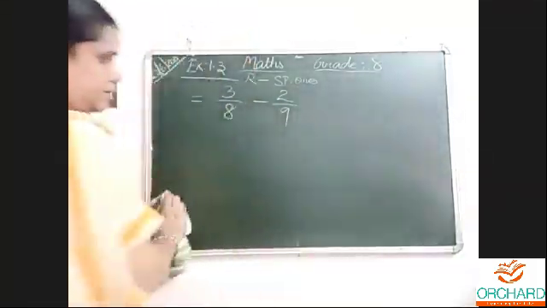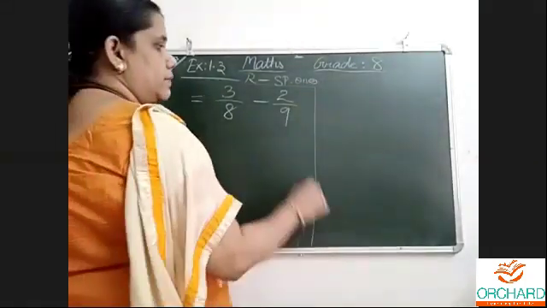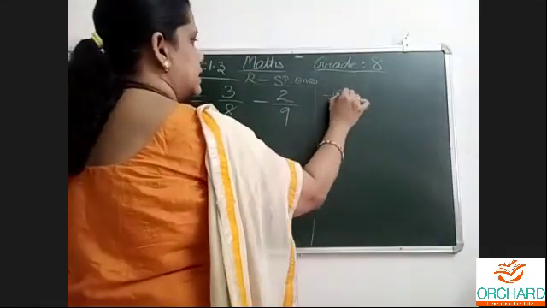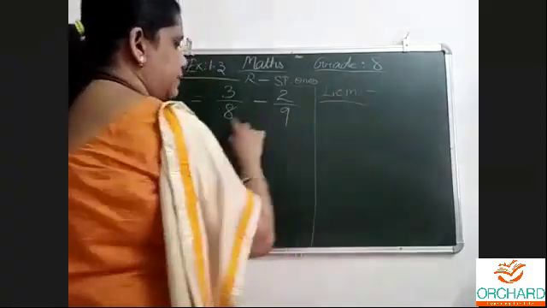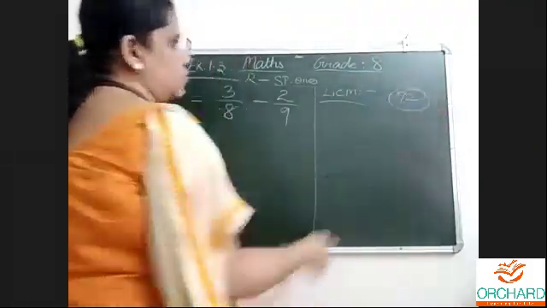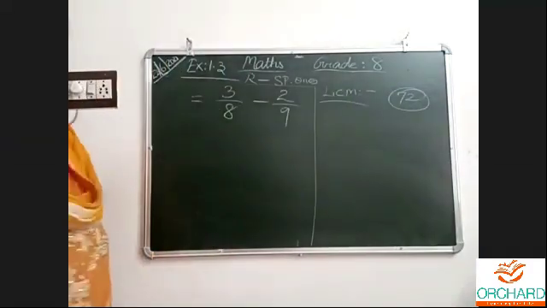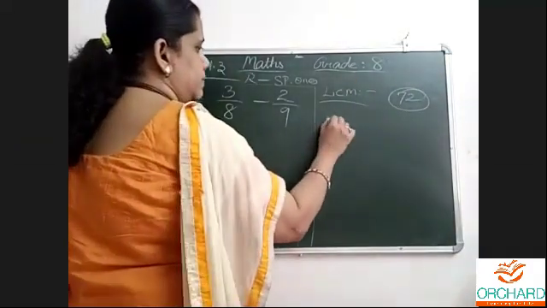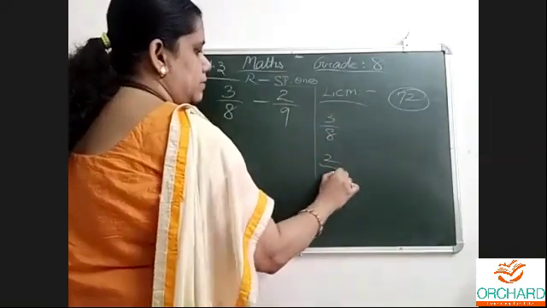Again LCM. Whenever addition or subtraction like this is there with uneven denominators, take the LCM. 8 9s are 72. 72 is the LCM. First number, second number.